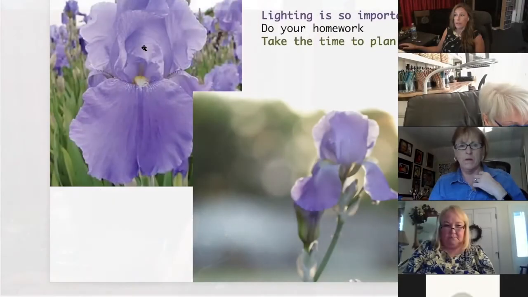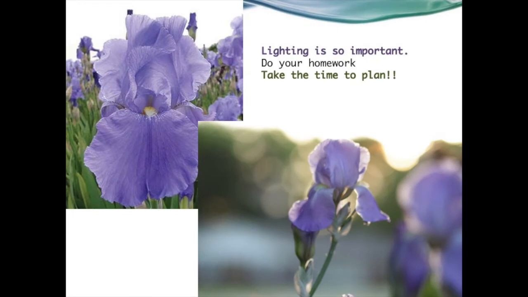This is a photograph of an iris from a Burpee catalog, on the left. This is one that I took outside at about 6 o'clock, laying down on the ground. Can you obviously see the difference in these two and how important lighting is?